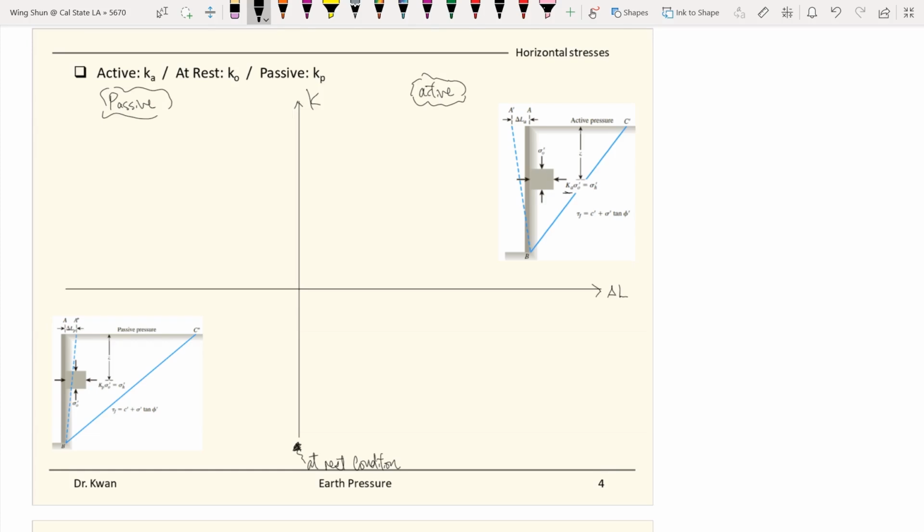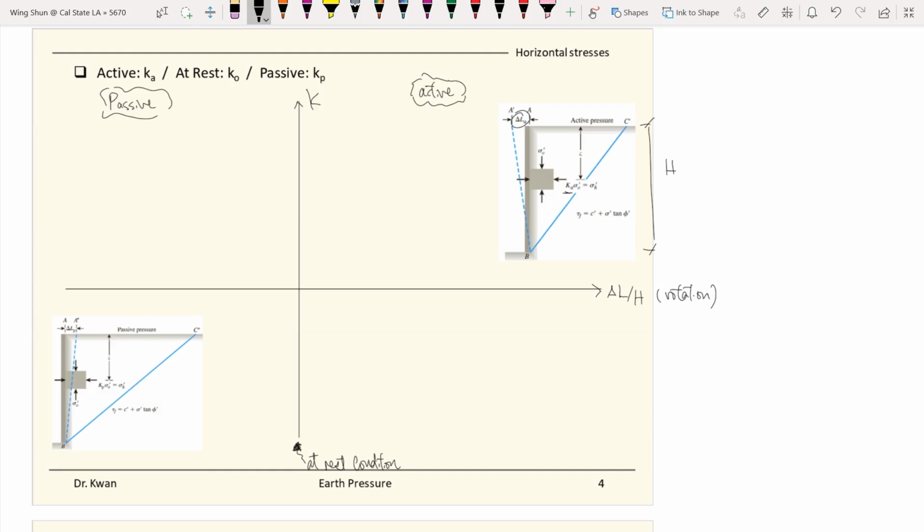Now this time, the wall is going into the soil. It's actually kind of a rotation. If we define the wall height as h, then the movement divided by h gives you the rotation. But at the end of the day, all that matters is whether you are moving away, moving into, or not moving, at rest conditions, for these K parameters.